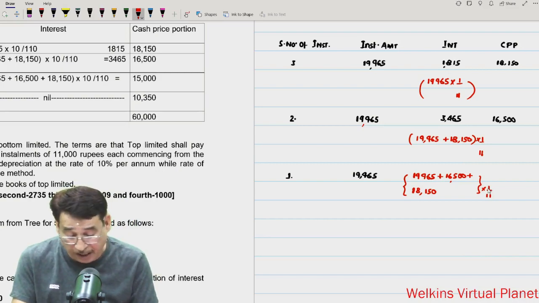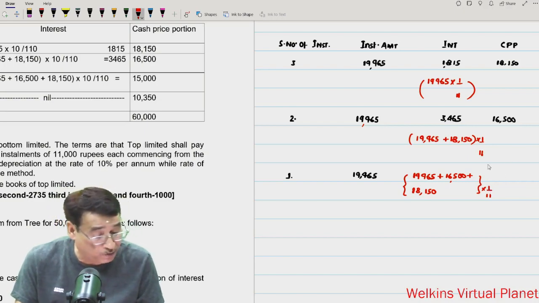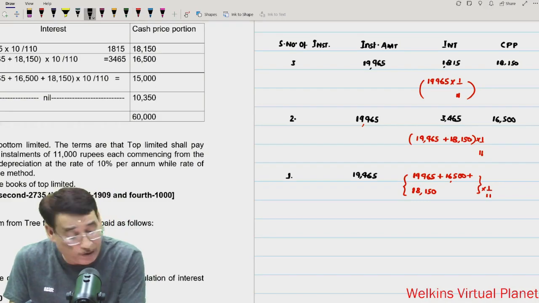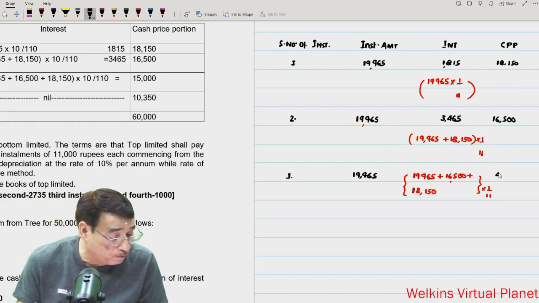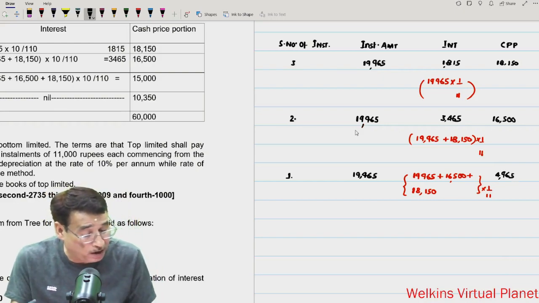So it's 19,965 plus 16,500 plus 18,150, 54,650 divided by 11, that is 4965. So your interest will be equal to 4965. Is it clear to you or not? Your interest is equal to 4965.